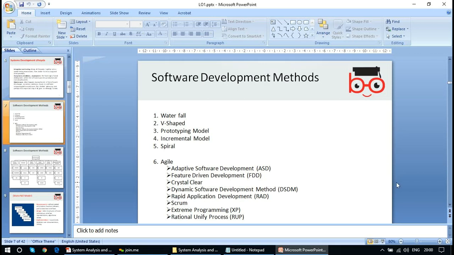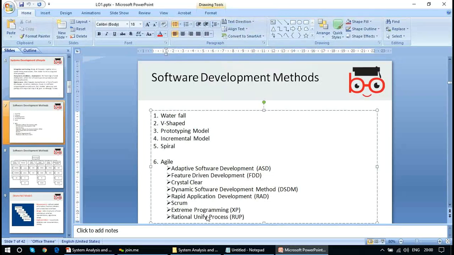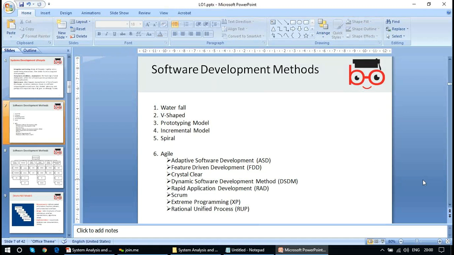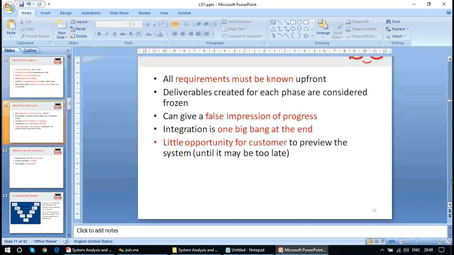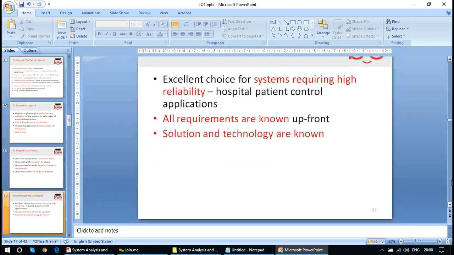Then a new idea came in, which is called agile software development. They did something differently. What are those? Adaptive, feature-driven, crystal clear, dynamic software, rapid application, Scrum, extreme programming, rational unified process. They took a different approach. Now let us have a look at how it is different.